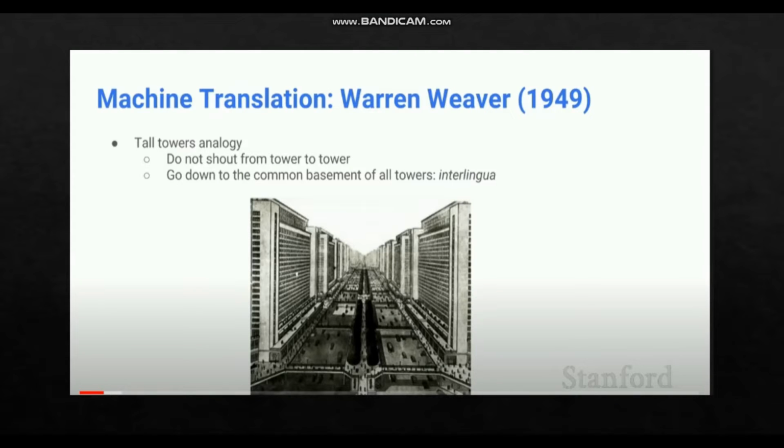Machine translation. It started with Warren Weaver in 1949. He used the tall towers analogy. What he discussed is, say you are on the tower on the left and want to communicate with someone on the right. He says, do not shout from tower to tower, but go down to the common basement of the towers and try to talk with each other, hinting towards some kind of interlingua which exists in the basement.